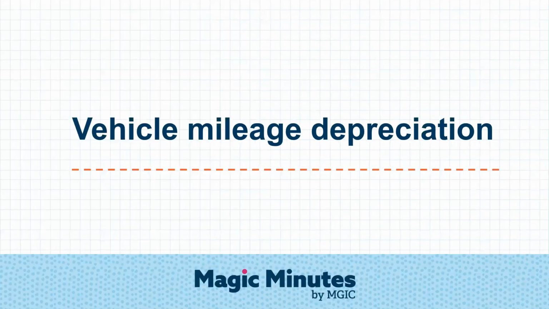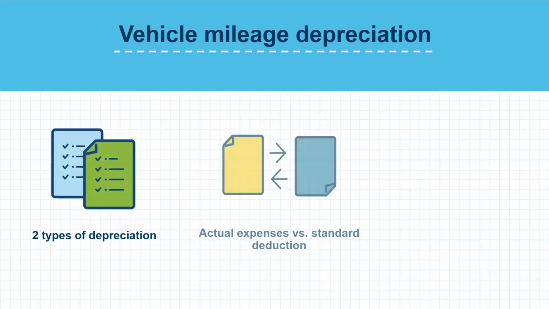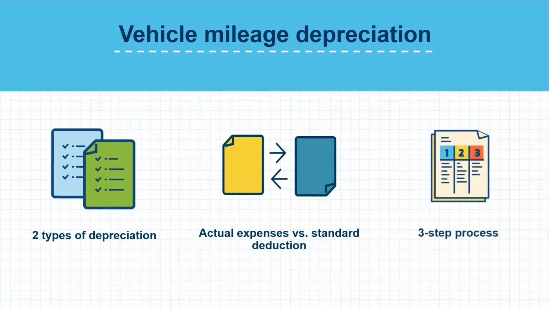In this short tutorial, we'll discover how when it comes to cash flowing Schedule C, there might be additional add-backs in the form of vehicle mileage depreciation. We'll start by uncovering two types of depreciation. We'll then outline the differences between actual expenses versus standard deduction. And lastly, we'll go over 3 steps that we take to determine whether there is additional depreciation that can be added back. So, let's get started.